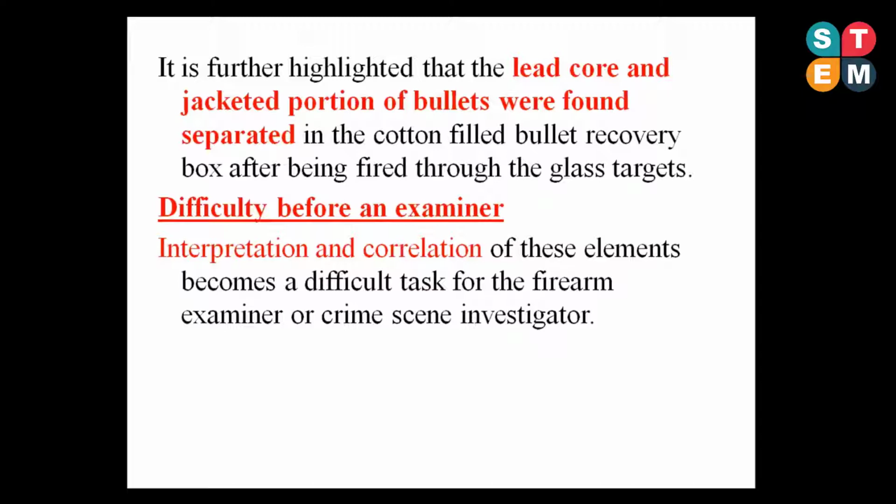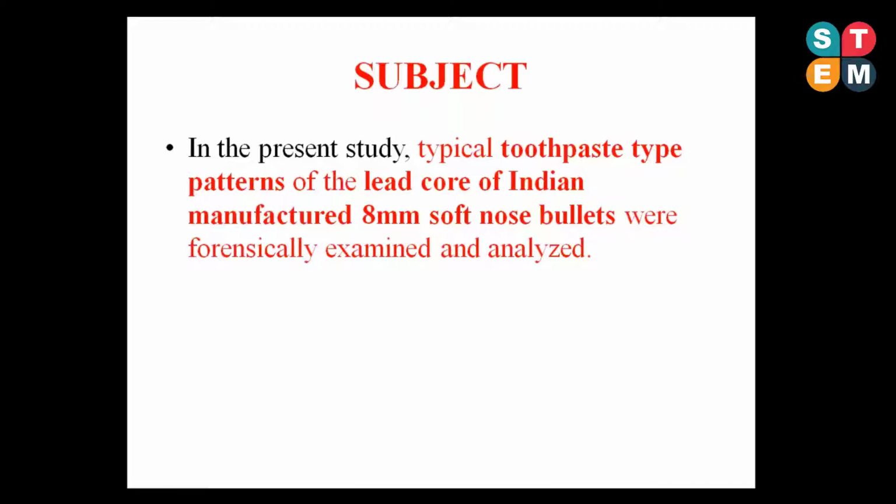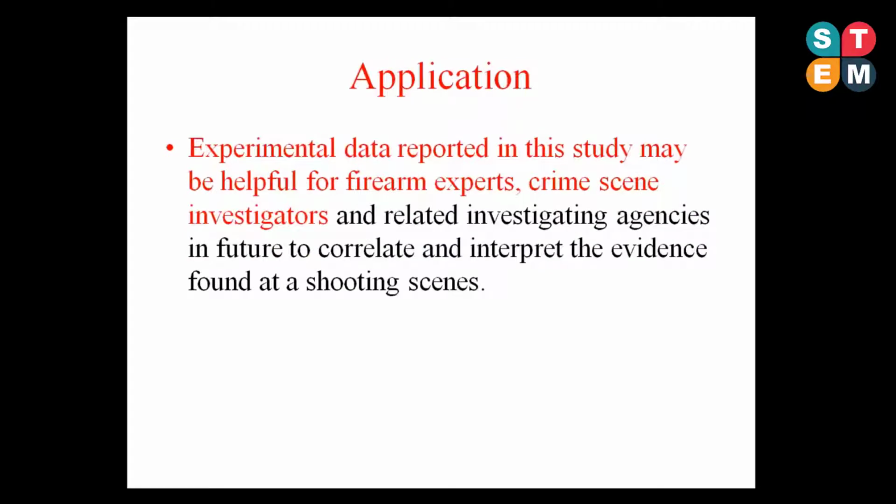So what is the difficulty before the examiner when such bullets are recovered from the scene of crime? The interpretation and correlation of these elements becomes a very difficult task for the firearm examiner or crime scene investigator. In this case, we got a distinct toothpaste pattern of the lead core of an Indian manufactured bullet from the Kirki factory. This type of bullet is generally used for sporting rifles, for animal hunting. This is the 8 mm soft nose bullet, also known as a soft pointed bullet, which I examined in the laboratory.